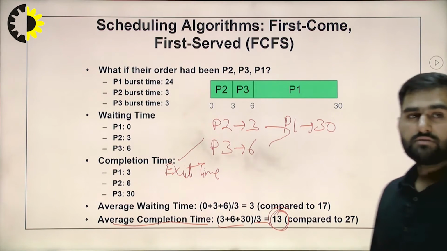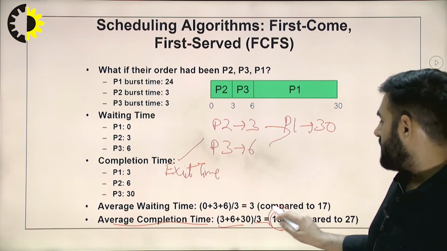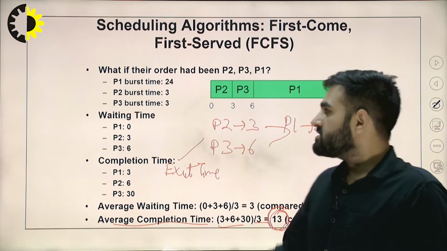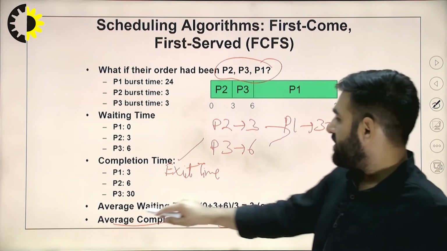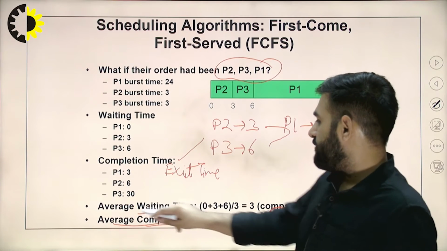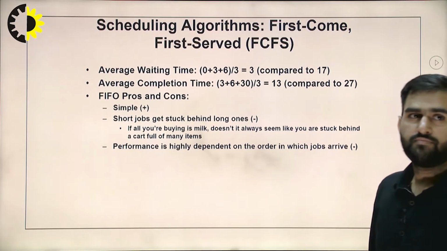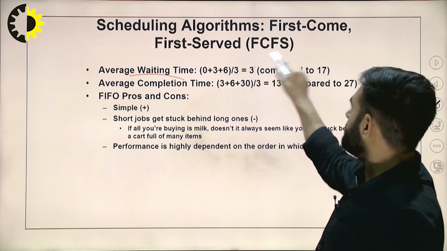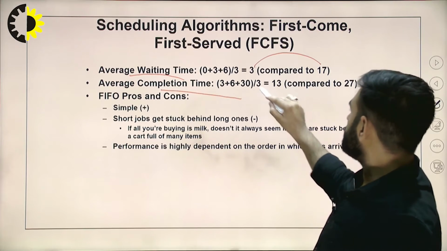The difference is closely double, or almost half. This time it is closely half, right? So just by changing the order of the processes, we can see the difference in the average waiting time and the average completion time. The average waiting time goes from 17 to 3, and the average completion time from 27 to 13.